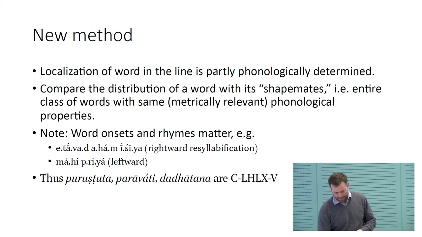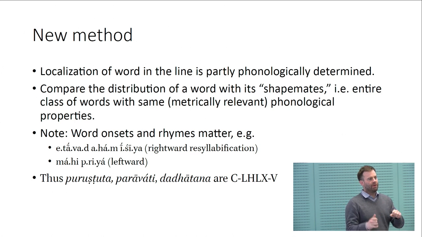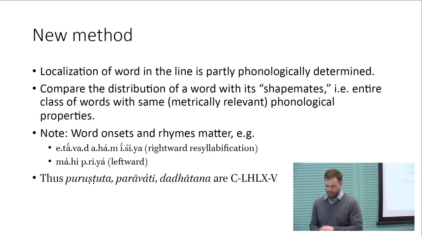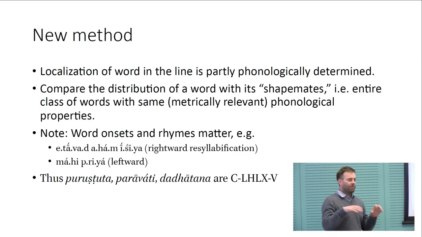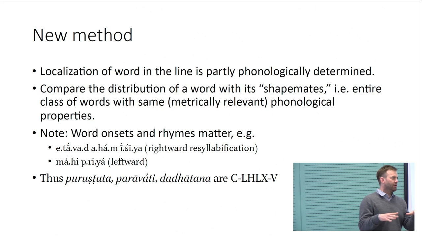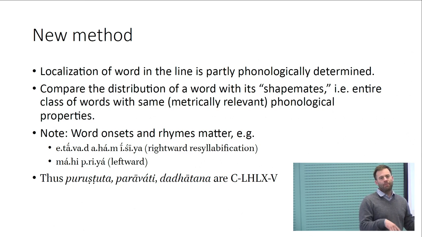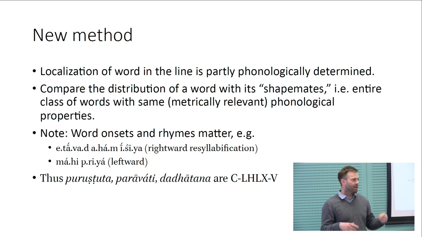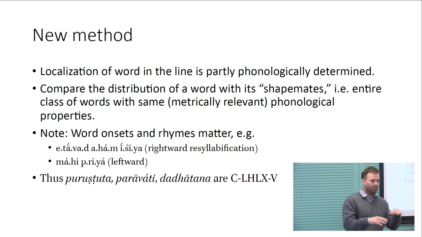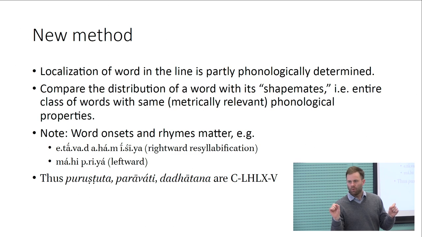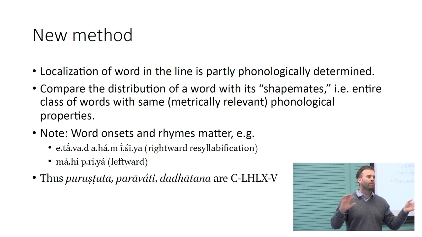So what we're going to do now is first note that the localization of a word is partly phonologically determined just by the nature of metrical composition, and then we're going to compare the way that poets localize a particular word with the way that they localize all of the other words that have the same shape. And when I say shape, I mean phonological properties that matter for the meter: number of syllables, syllable weight, distribution. And note that we also have to pay attention to the onset of the word and the rhyme, or the end of the word, because of the way resyllabification works across word boundaries in Vedic.